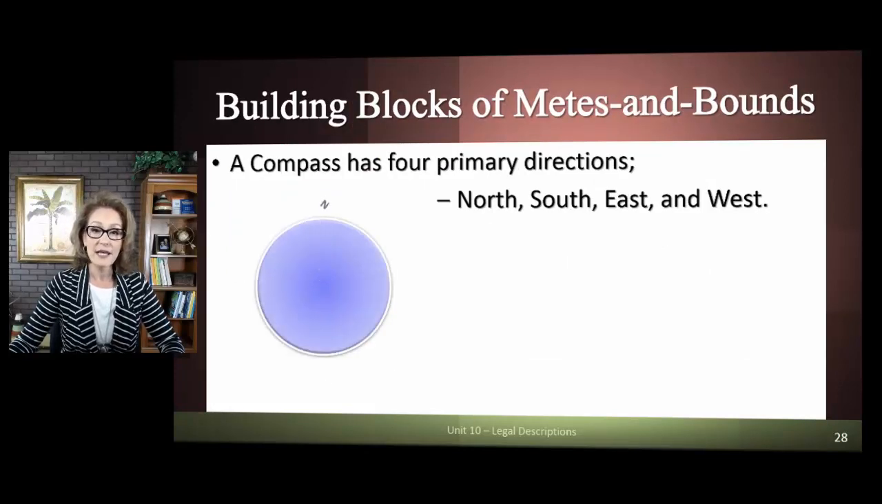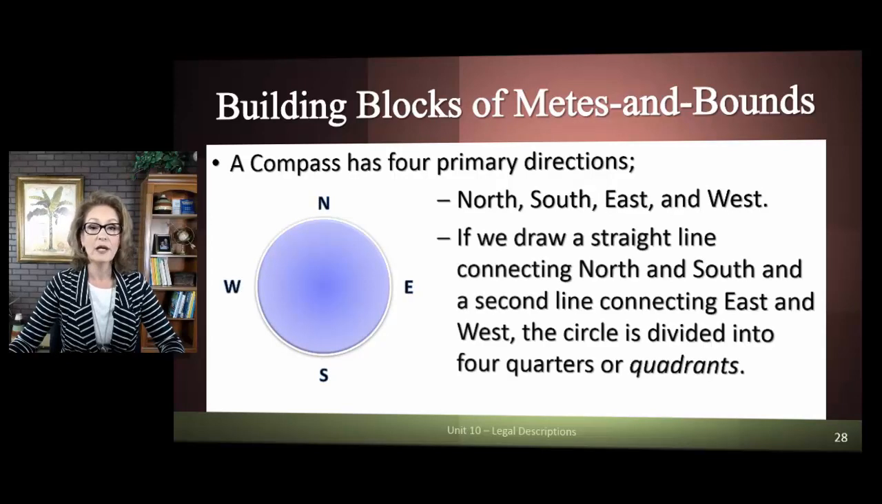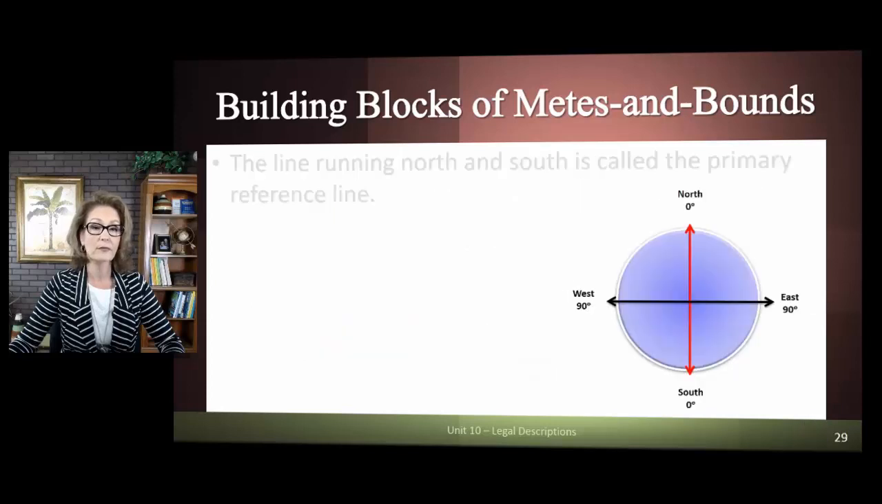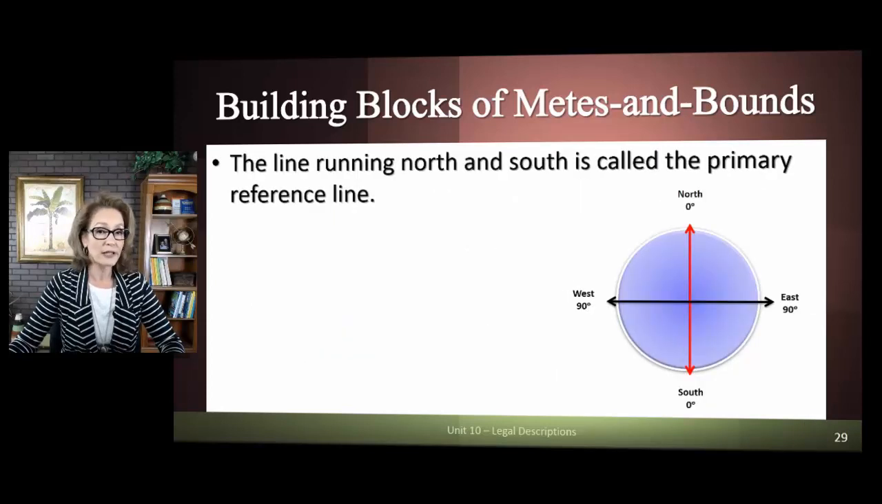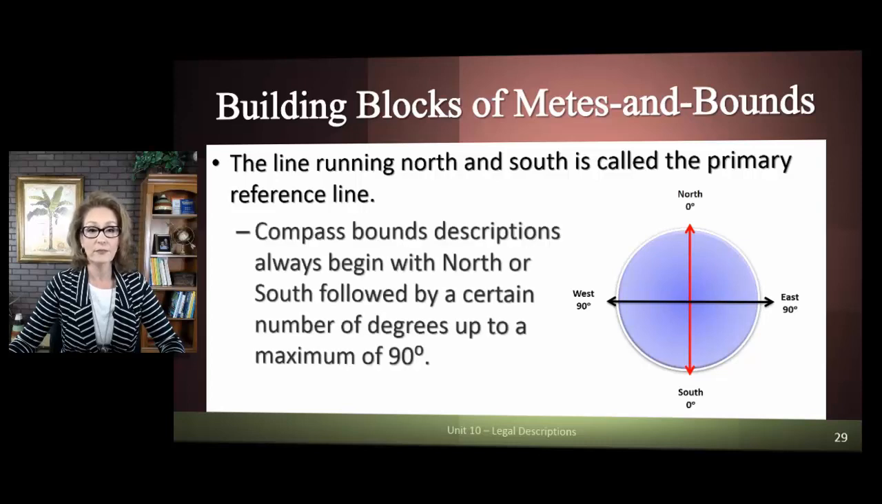A compass has 4 primary directions: north, south, east, and west. If we draw a straight line connecting north and south, and a second line connecting east and west, the circle is divided into 4 quarters, or quadrants. The line running north and south is called the primary reference line.